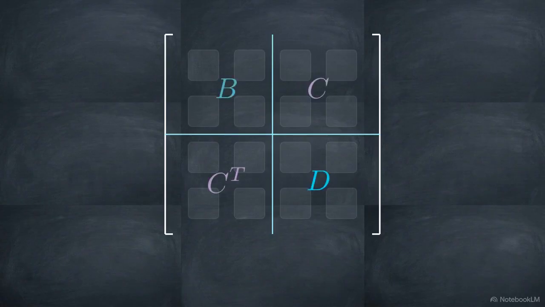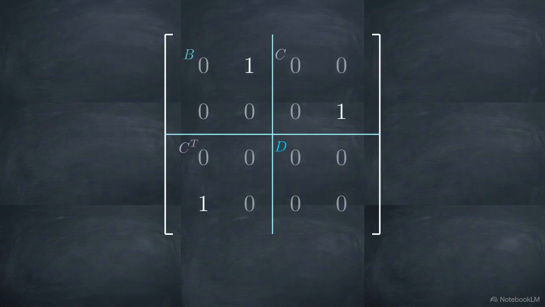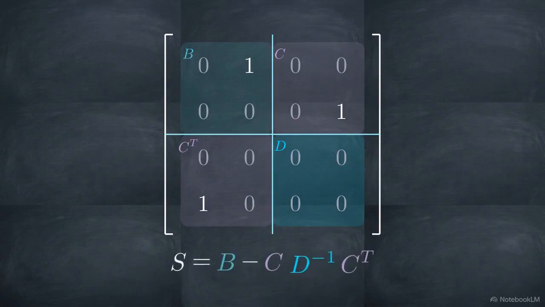Let's test this setup. Pause the video and practice writing out the B, C, C transpose, and D matrices for this simplified 4x4 adjacency matrix. Set up the exact quadrants for your own Schur complement. Here is the correct distribution for each quadrant. Once you have these blocks accurately defined, you can plug them into the Schur formula and execute the discrete projection.